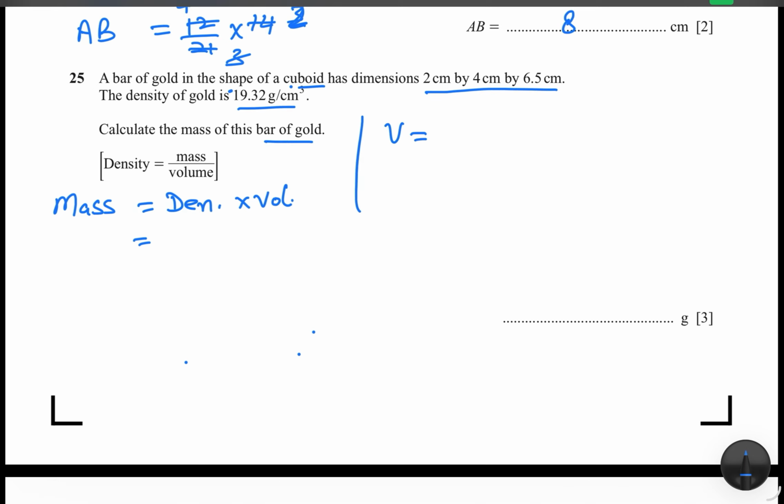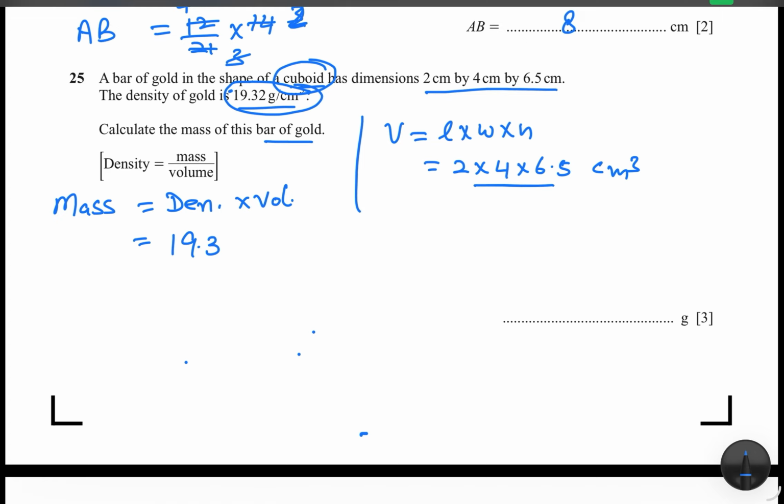So this is a cuboid shape, so volume is going to be length times width times height. That means 2 times 4 times 6.5. So this is in centimeters cubed. This is the volume. So we can use it here, and density we are given here. So density is 19.32, and the volume is 2 times 4 times 6.5. So plug in all these values in one go. You get this value, 1004.64.